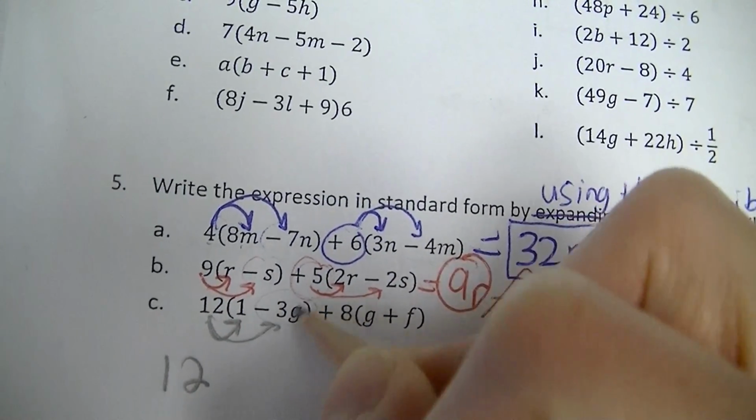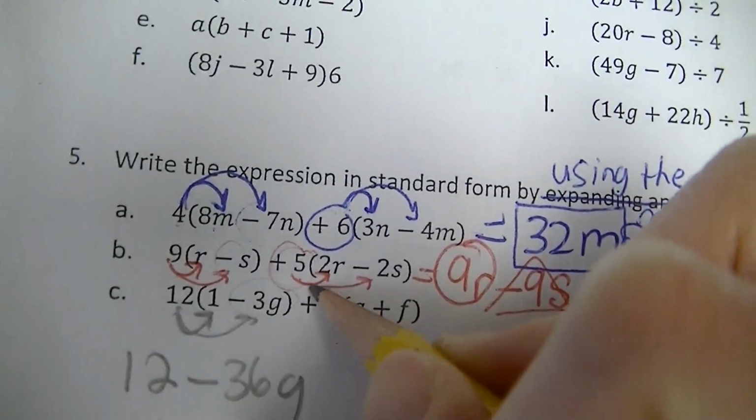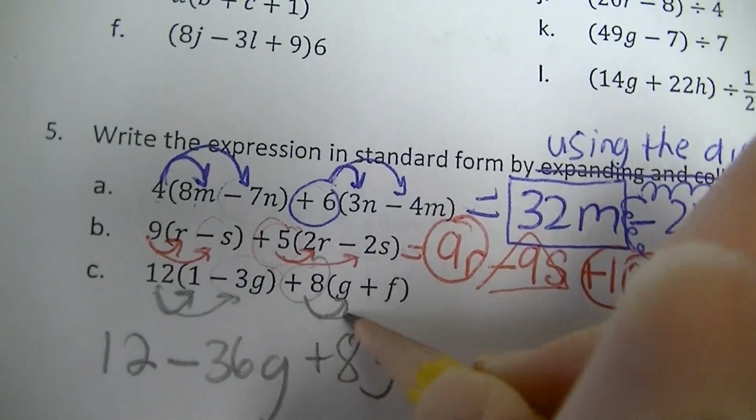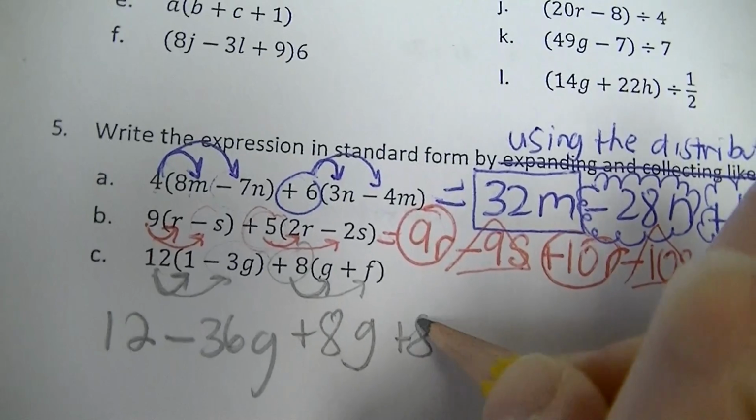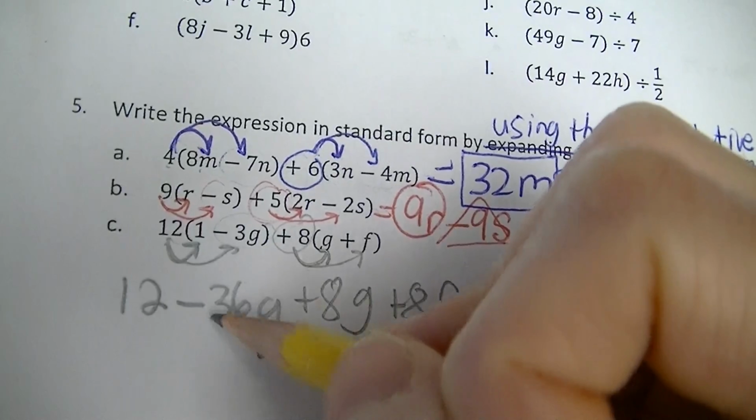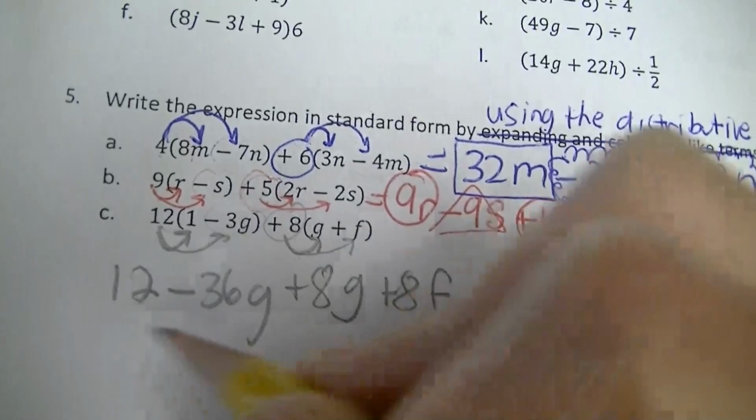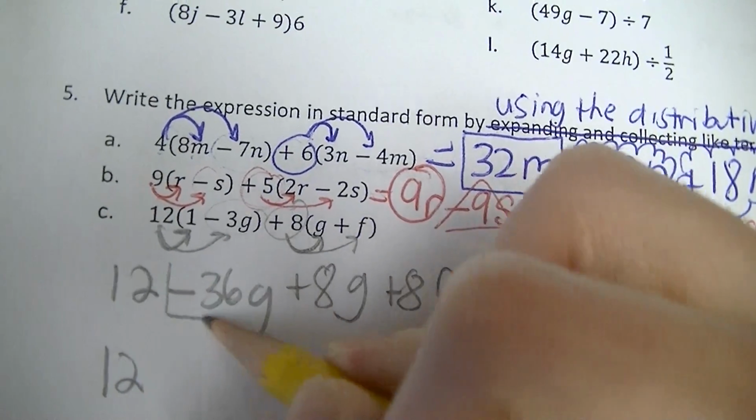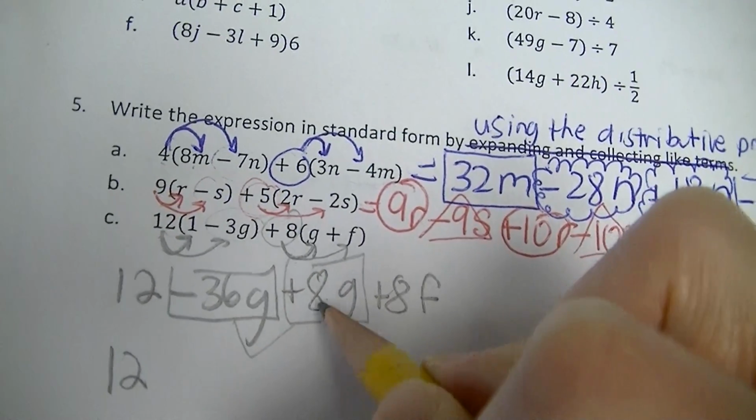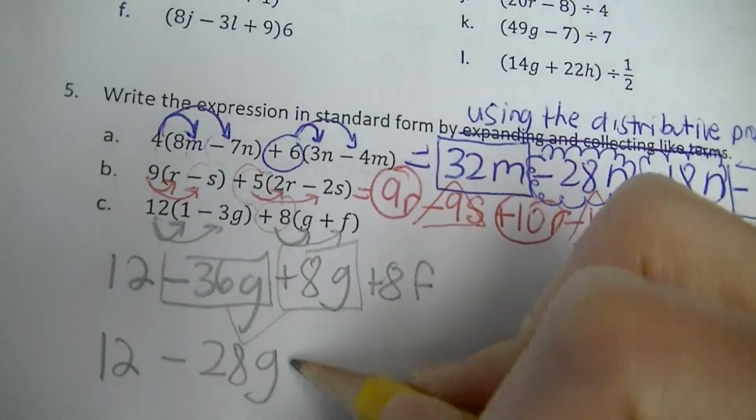12 times a negative 3g is a negative 36g. Okay, the next set of parentheses has this 8 in front of it, so positive 8 times g is a positive 8g. And then that 8 times that f is a positive 8f. Okay, let's go ahead and simplify that. Some like terms that I see. Well, I don't see any like term that goes with this 12, so I can just bring that down, I guess. And then we got this negative 36g plus 8g. Negative 36 plus 8 is negative 28, but don't forget that g. And then bring down your 8f.